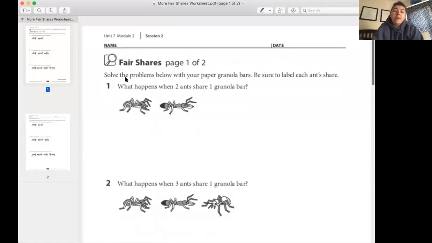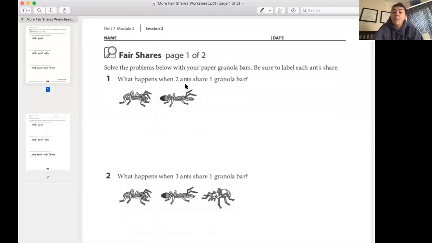So this is your assignment. It's called Fair Shares. It's from your student book, so it looks like that. There are only about 6 questions on it, and it's going to talk about splitting granola bars between ants. It says solve the problems below with your paper granola bars, which we do not have, so you're going to have to try your best to draw them. Be sure to label each ant's share.